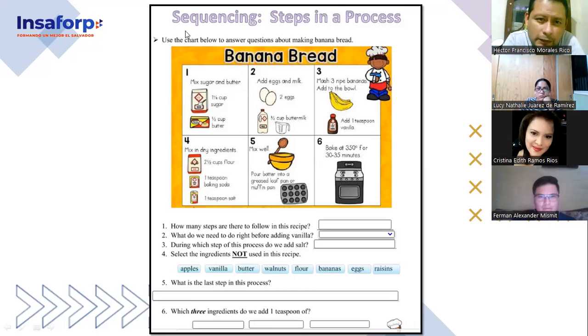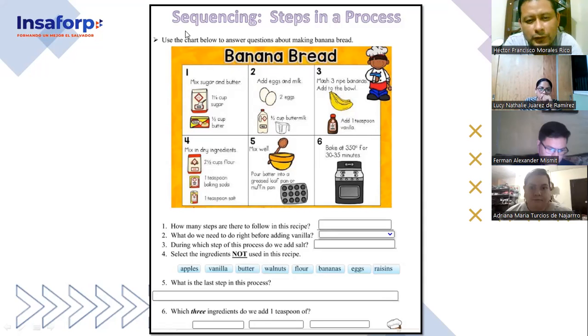Banana bread. One, mix sugar and butter. One and a quarter cup sugar. Half cup butter. Number two? Add eggs and milk. Two eggs and a half cup buttermilk.